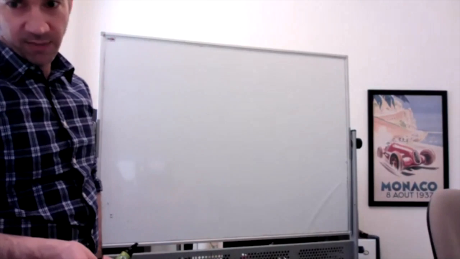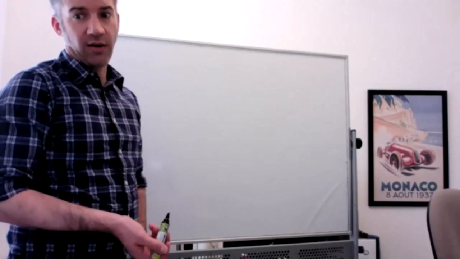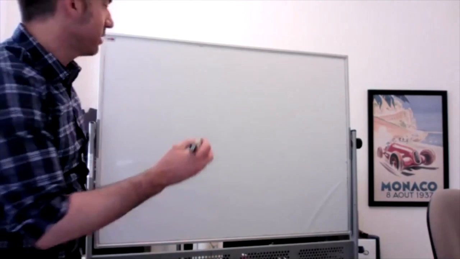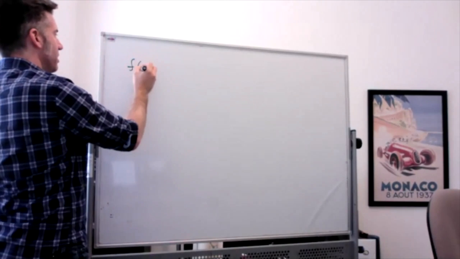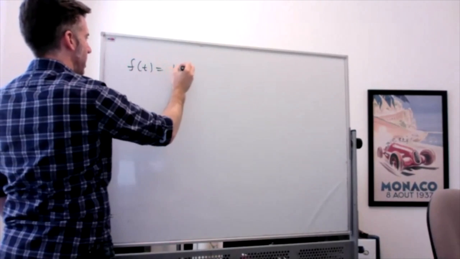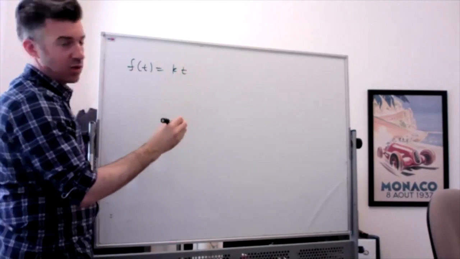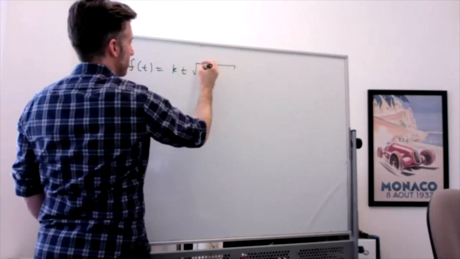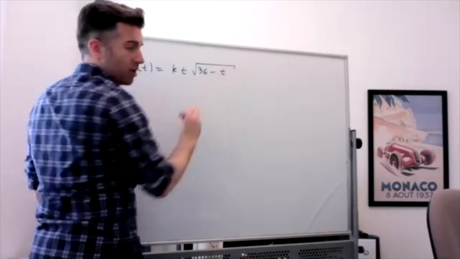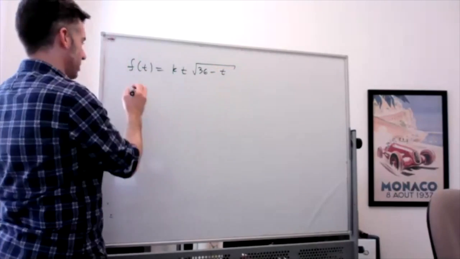So here's the setup. This is essentially problem 12 in Lee's homework. The time t in hours required for a new employee to successfully learn to operate a machine in the manufacturing process is described by the probability function f of t is equal to kt times the square root of 36 minus t, where t is between 0 and 36.